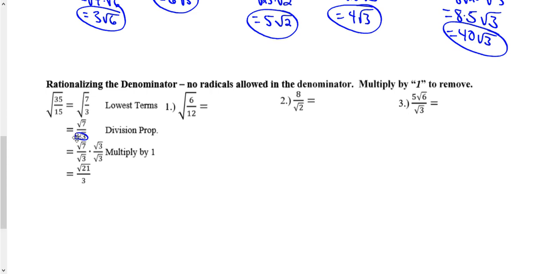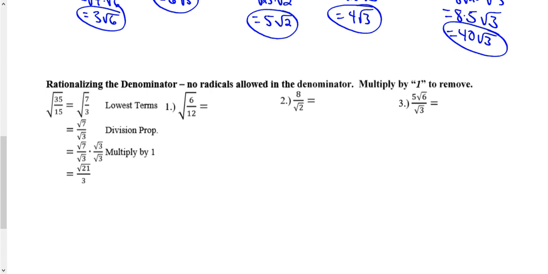Can't have that, right? So here's how we fix it. We multiply that whole fraction by 1. Let me ask you a question. What's any number divided by itself? 1. What's 2 divided by 2? What is 90 divided by 90? What is squirrel divided by squirrel? 1. Anything divided by itself is 1.